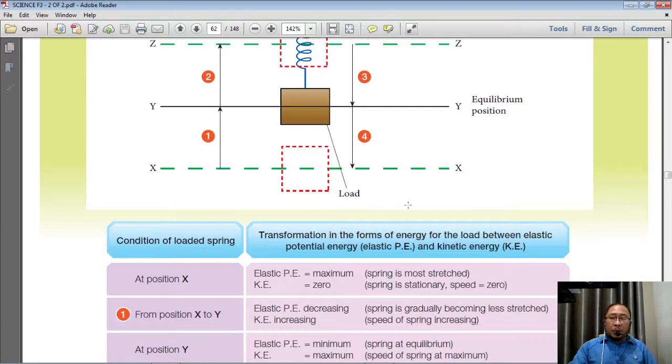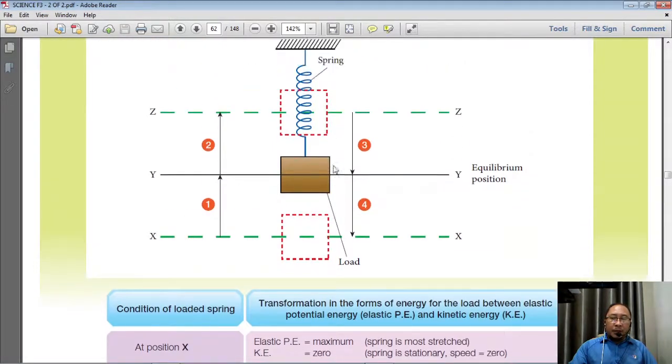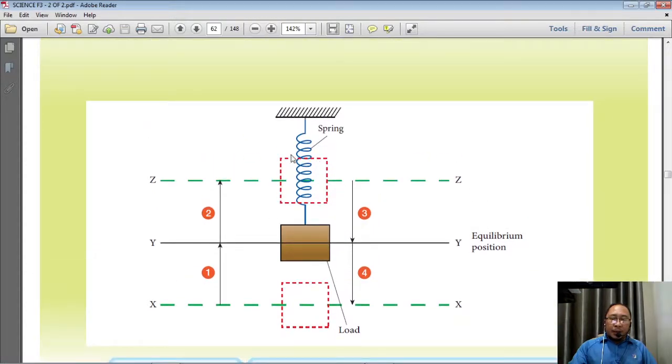Okay, now we will look into the oscillation of a loaded spring, at different positions, as you can see from here. When the spring is put with a load, the load will make the spring stretch, and then the load will be at a different position. It will move to the bottom, making the spring become stretched.